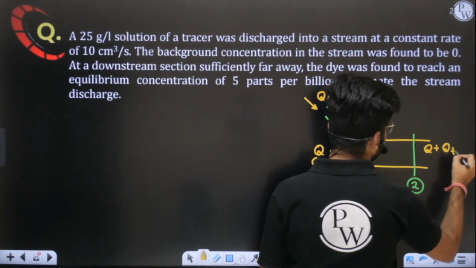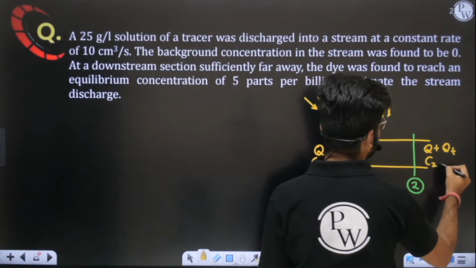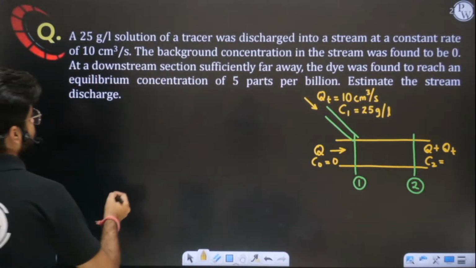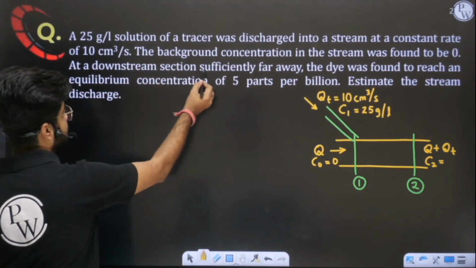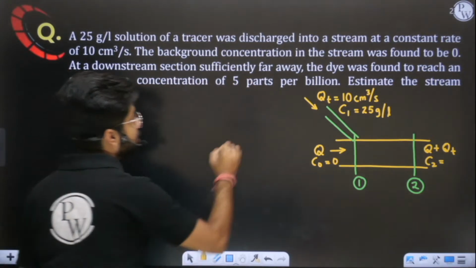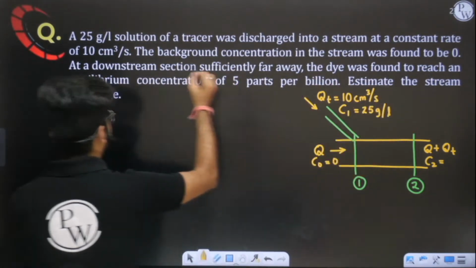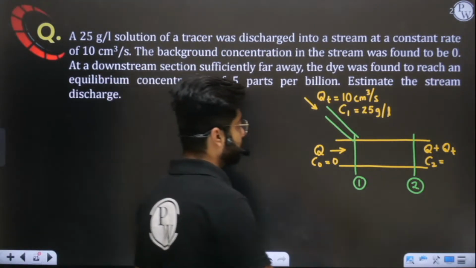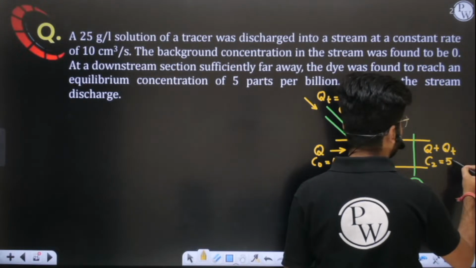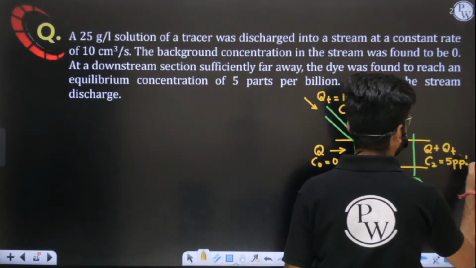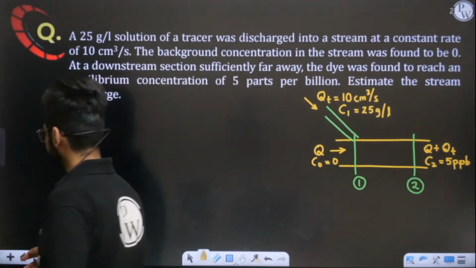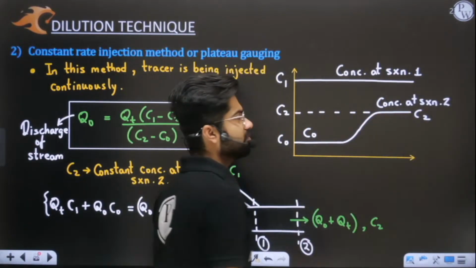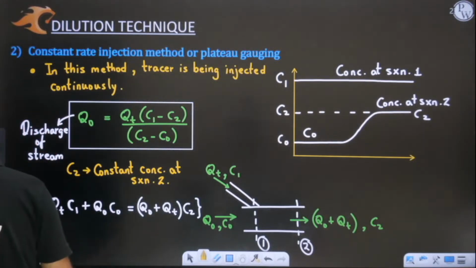The concentration at section 2 after a long time: they are saying at a downstream section sufficiently far away, the dye was found to reach an equilibrium concentration of 5 parts per billion, 5 ppb. After some time the concentration at section 2, the downstream section, will become constant, so 5 parts per billion.